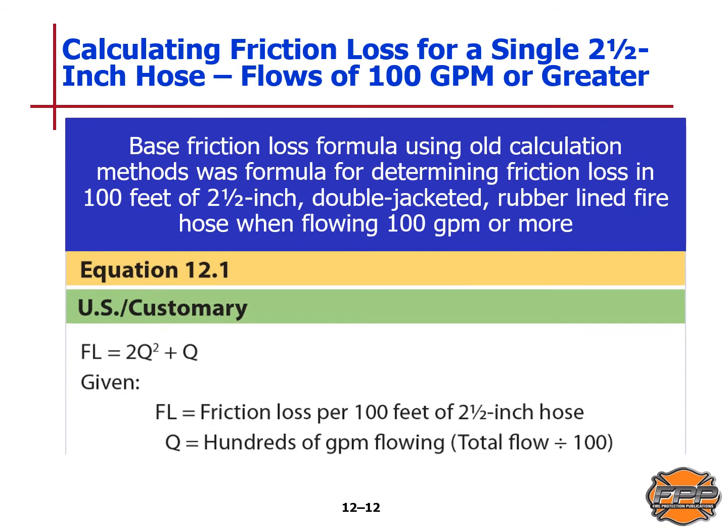If you look at equation 12.1 in your book, the base friction loss formula using old calculation methods was the formula for determining friction loss in 100 feet of 2.5-inch double-jacketed rubber-lined hose when flowing 100 gallons or more. Now we use the formula friction loss equals 2Q squared plus Q, given that friction loss, or FL, is friction loss per 100 feet of 2.5-inch hose, and Q is hundreds of gallons a minute flowing, which is total flow divided by 100.